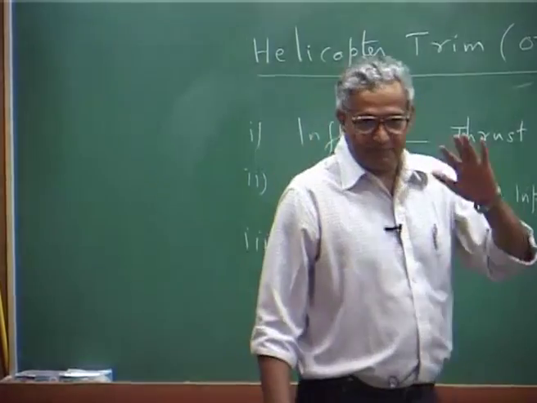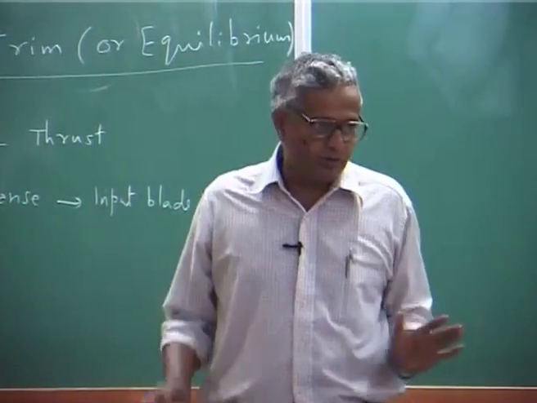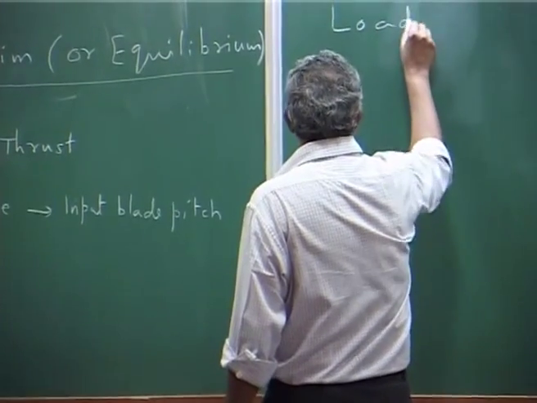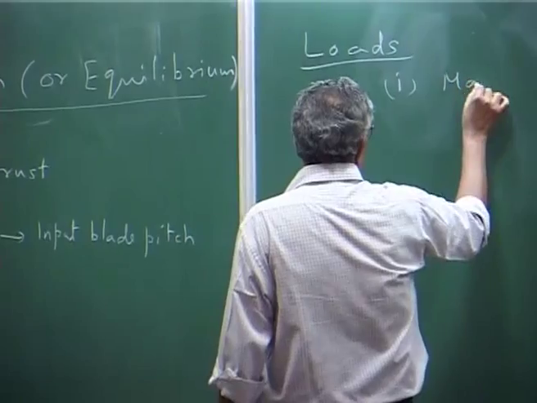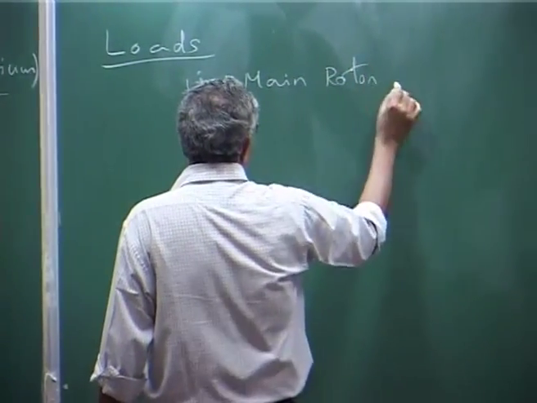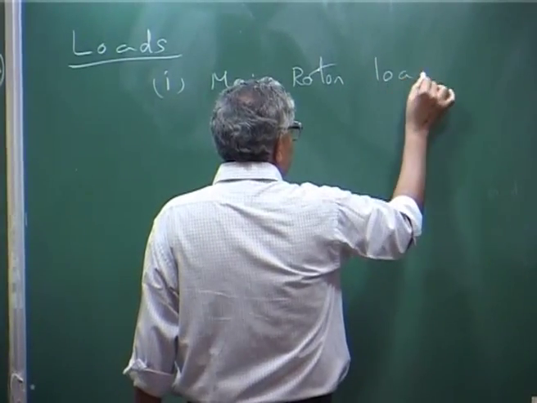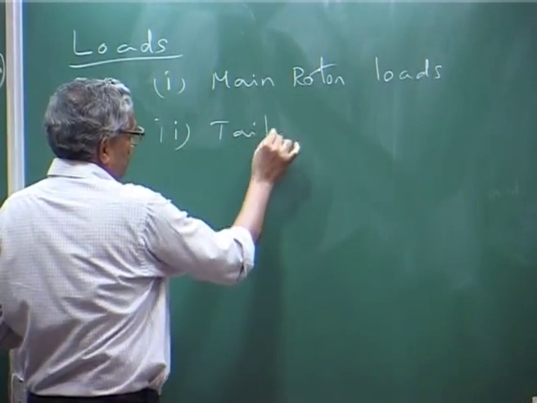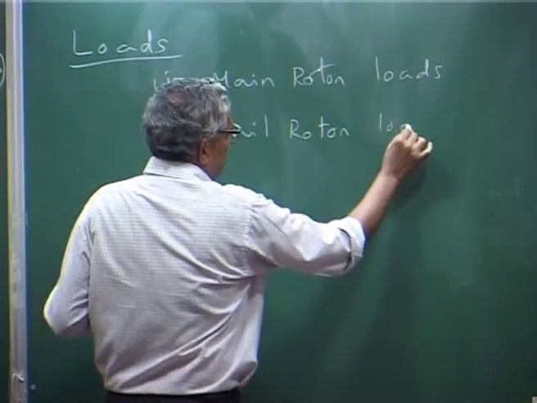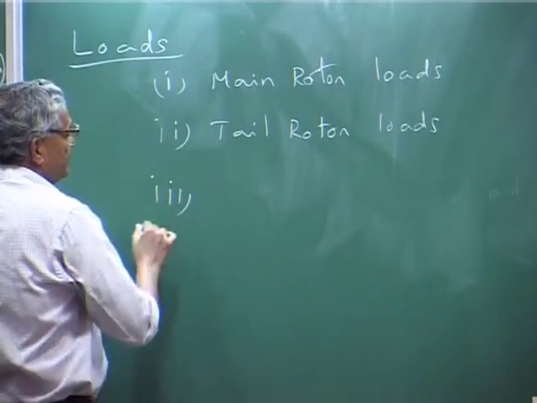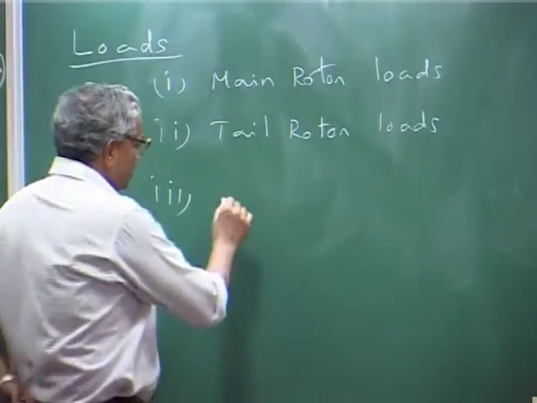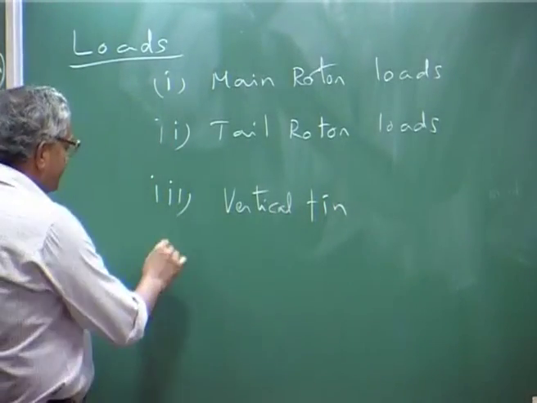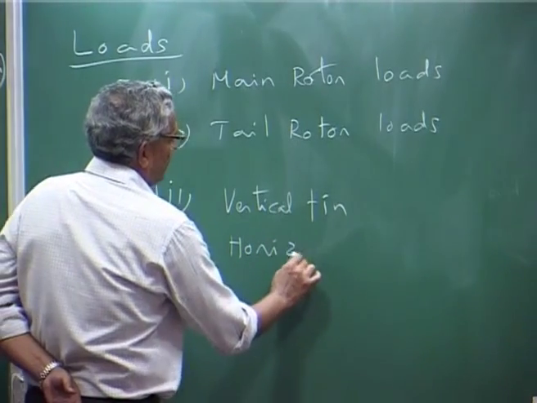Now, if you want to trim the helicopter, you must know all the external loads that act on the helicopter. In terms of loads, it has several components. One is of course main rotor loads, that means all the 6 components, and then you have tail rotor, and the third one is any vertical fin load, and then horizontal surface. These are all fixed.